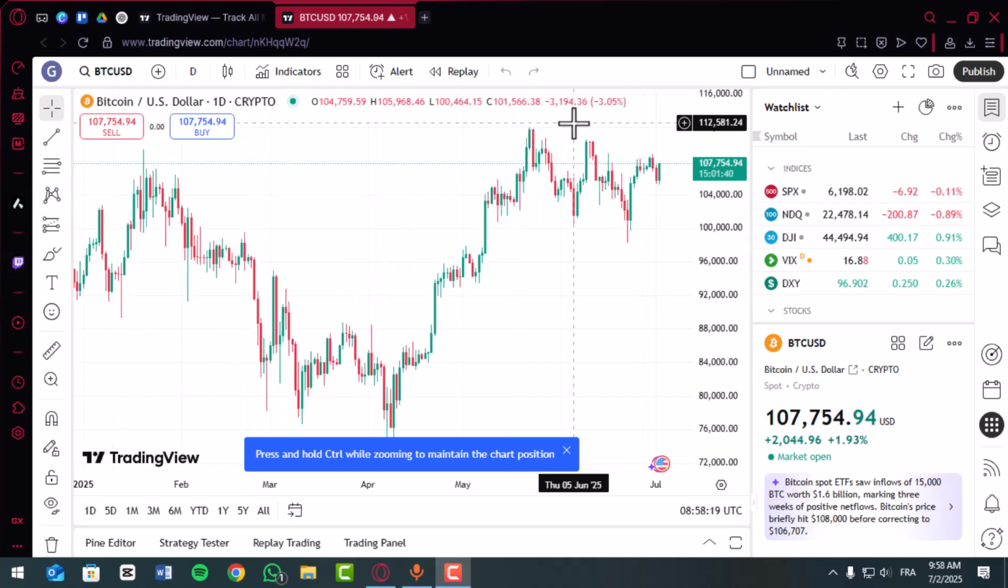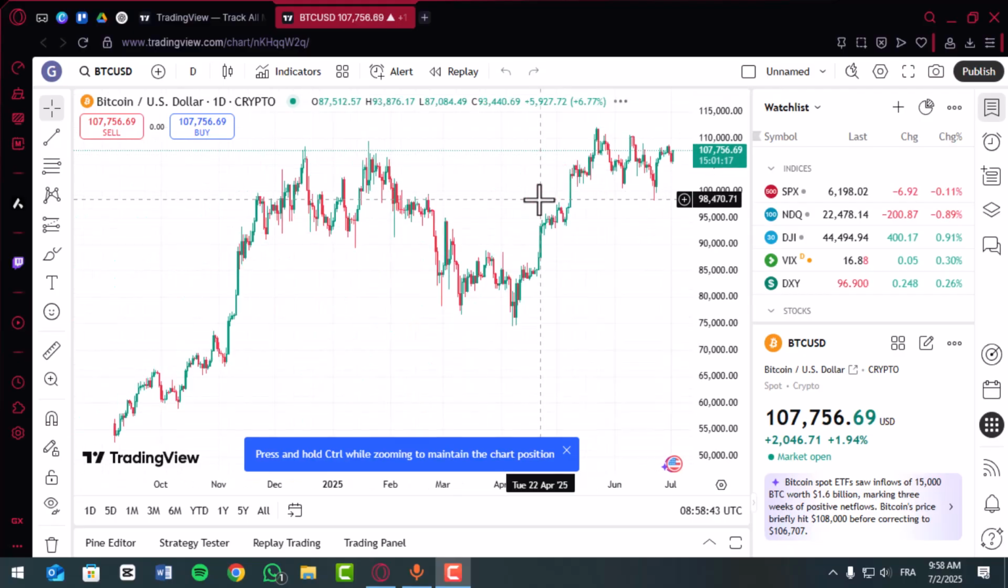Here on the top, you'll see the volume bars, which show how much was traded at each candle. Higher bars mean higher trading activity. You can also add indicators like moving averages, RSI, MACD, or Bollinger Bands from the Indicators tab at the top. These help predict trends, momentum, and volatility.